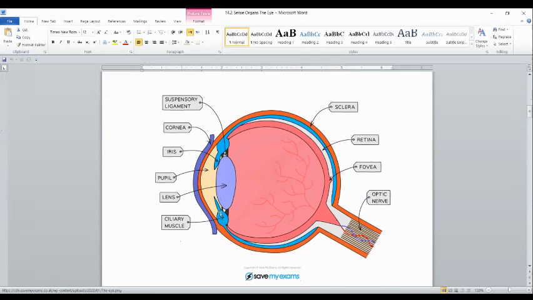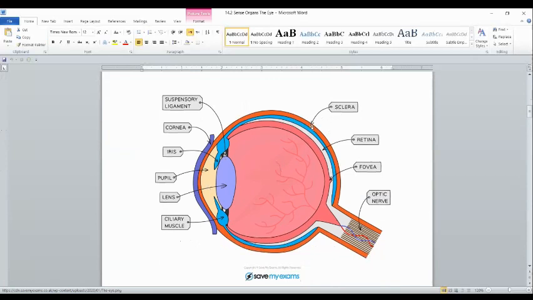They are placed here at both sides, and we have the iris, and then the suspensory ligaments. These are ligaments, not muscles, and they help to change the shape of the lens. If they pull the lens from both sides by contraction, they make the lens thinner or less curved, so the curvature decreases. If they are relaxed, the lens becomes more curved, fatter, more round.